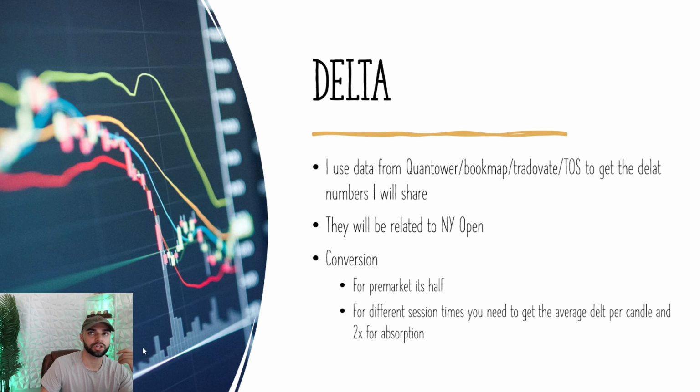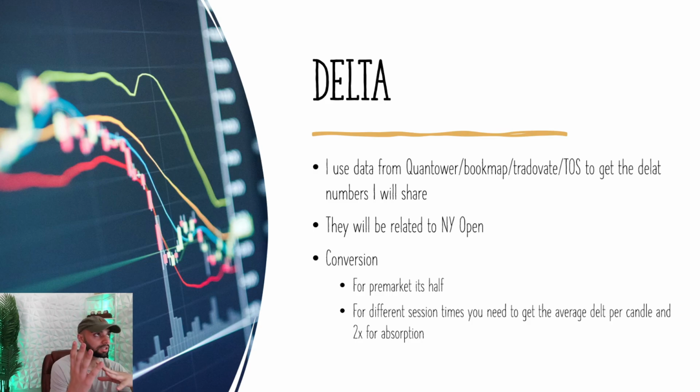It's what we see on the footprint chart that we showed y'all. I'm going to use data from Quad Tower, Bookmap, Tradovate, and Thinkorswim. All of these get the same exact number of delta, and they will be related to the New York Open. The delta numbers I'm giving you are for the session I trade, accounted for by the average volume during that session. If I'm looking for 3,000 delta in the New York Open with this crazy volume, I'm not going to look for 3,000 delta in the overnight session when the volume is like a tenth, right?